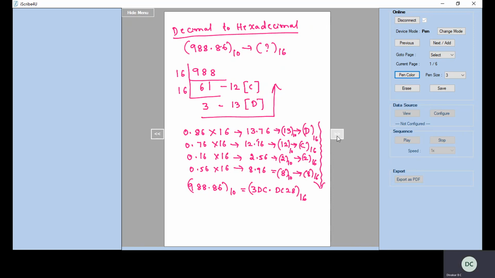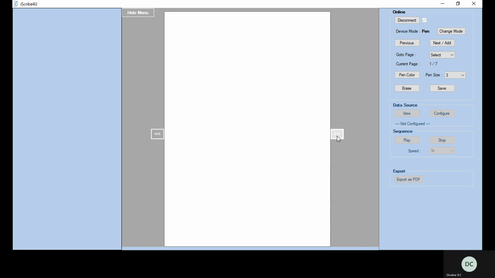Next topic is, we'll consider the complements. The complements are used in digital computers in order to make the subtraction operation easy and for the logical manipulation. As we have discussed, there are four types of number system: binary number system, octal number system, hexadecimal number system, and the decimal number system.